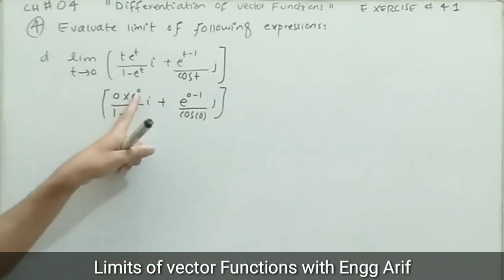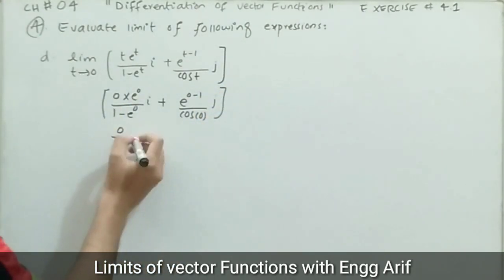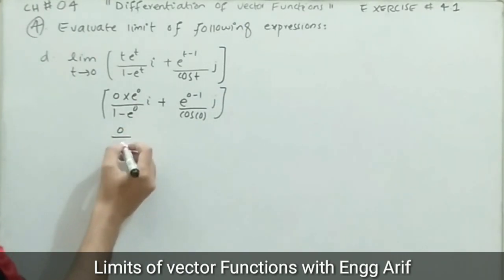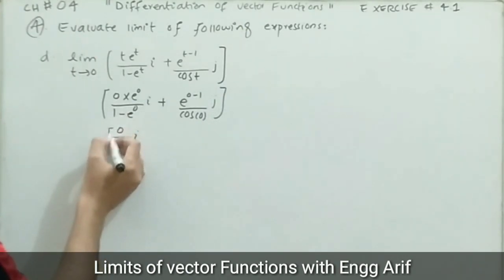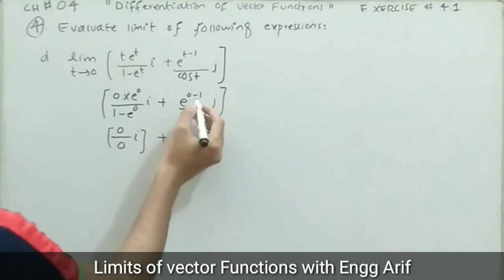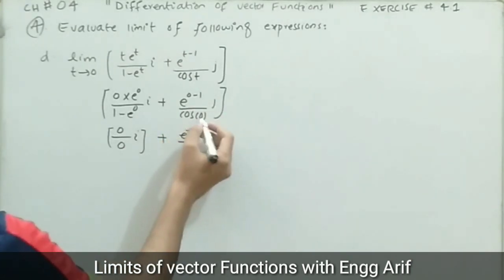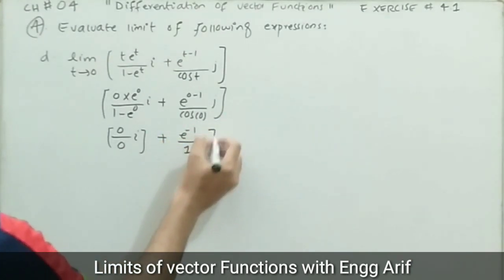Now e power 0 gives us 1, 1 multiplied by 0 gives us 0, and over here e power 0 is 1, so 1 minus 1 gives us 0, again an indeterminate form in case of i. And over here it becomes e power minus 1 over cos of 0, which is 1, into j.